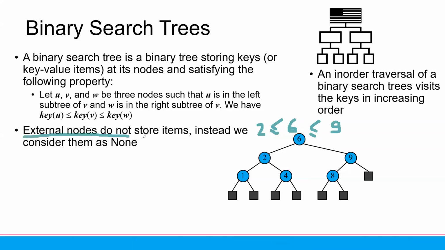External nodes do not store items. Instead, we consider them as nodes. This is an external node. There will be no value here. There will be no such value. We call it a node, or these are the external nodes.